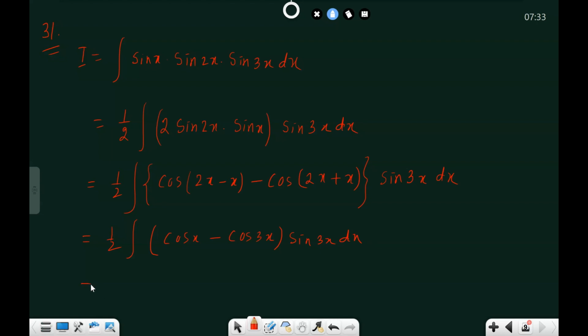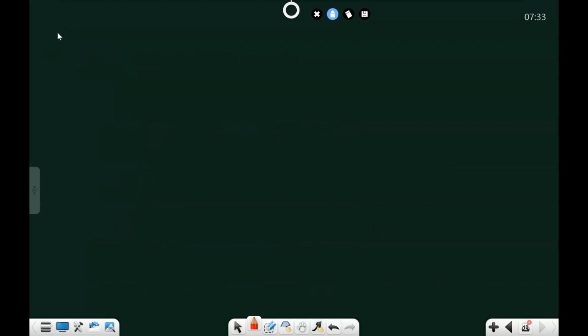Now complete the product. This half is here, integration cos x sine 3x, so I am writing here sine 3x then cos x dx, and this minus half is also with this one, so I am writing half integration, this is sine 3x cos 3x, so I write here sine 3x into cos 3x, dx is there. Now we see the next one what to do, and that is equal to half is already there.